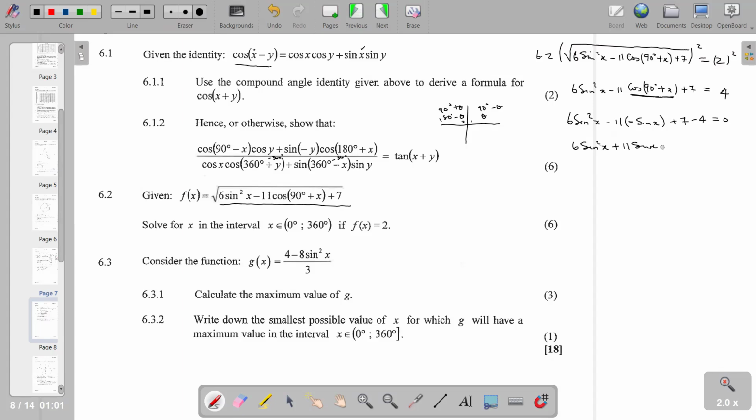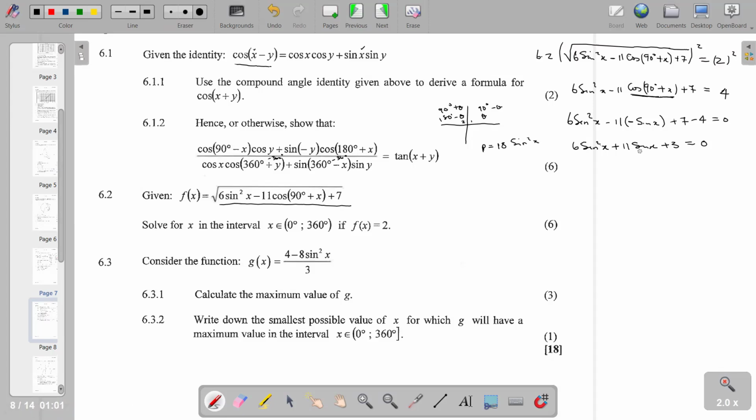11 sine x plus 3 is equal to 0. If we are to check now, this can be solved by factorization, or we can use the quadratic formula. If we are to use factorization, our product is going to be this and this. So our product will be 18 with our sine squared x.